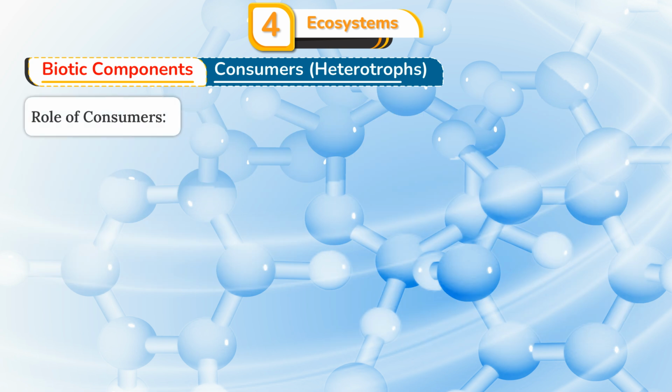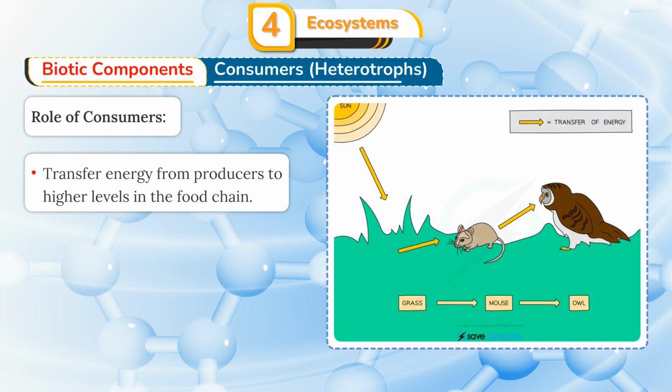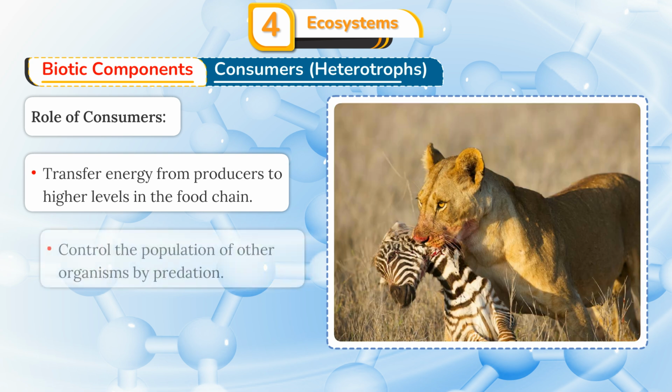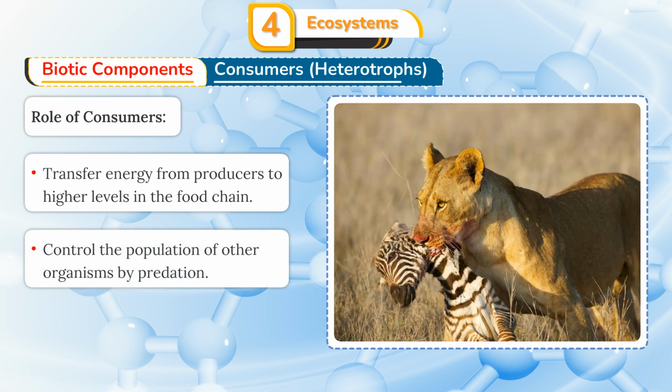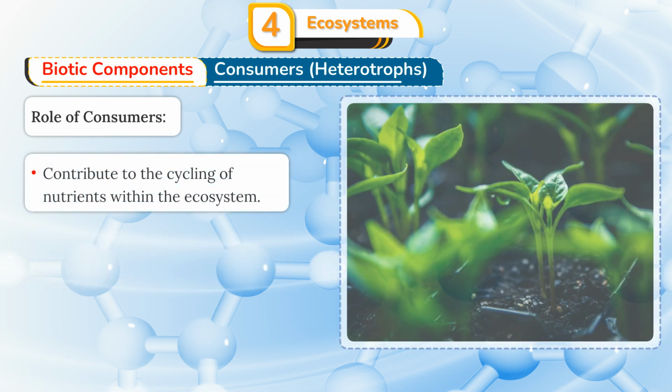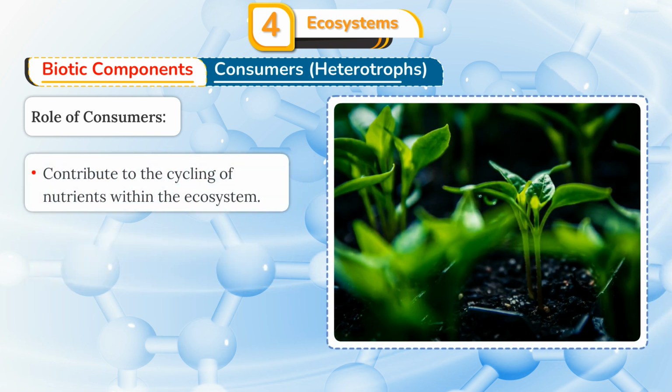Role of consumers: transfer energy from producers to higher levels in the food chain. Control the population of other organisms by predation. Contribute to the cycling of nutrients within the ecosystem.